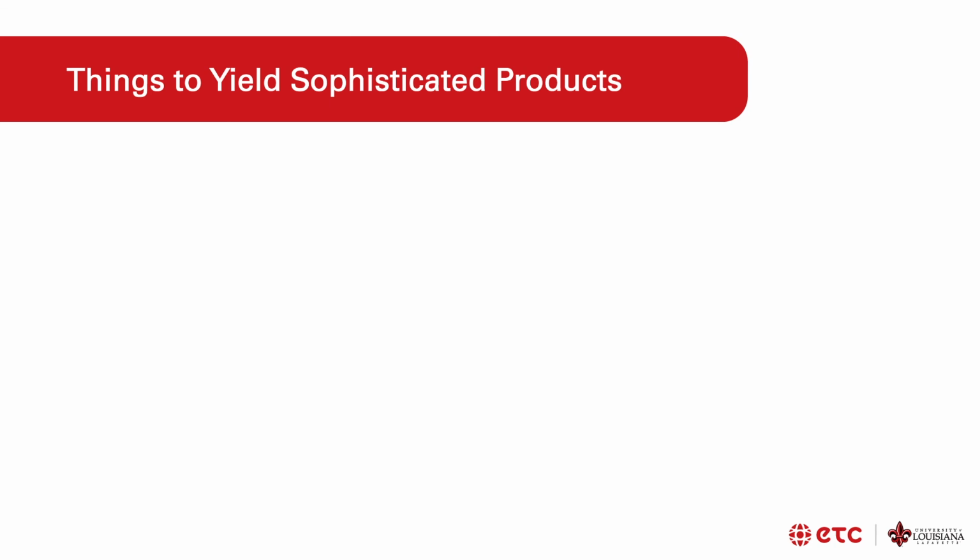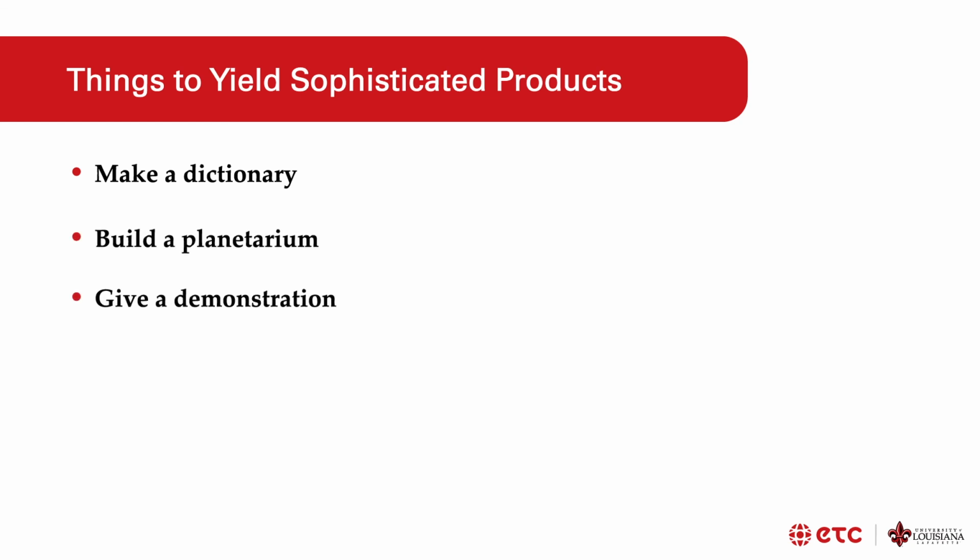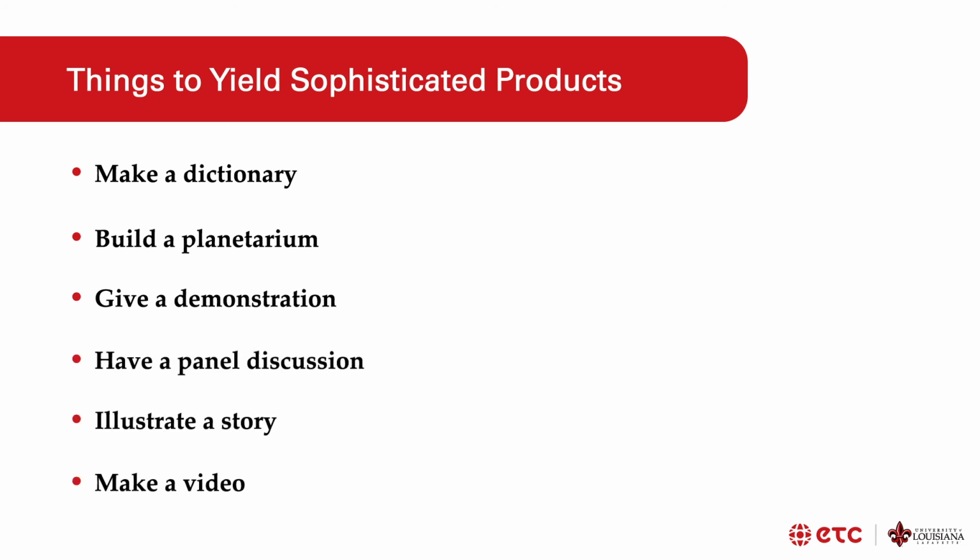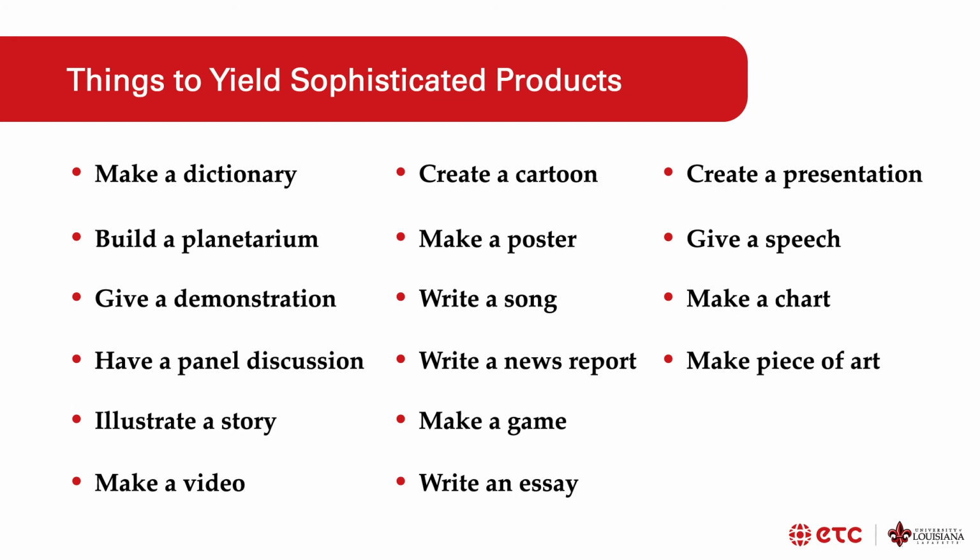I also have a large list of things to yield sophisticated products. So they could make a dictionary, they could build a planetarium, they could give a demonstration, they could have a panel discussion, they could illustrate a story, they could make a video. There are all different kinds of things that students can do to yield more sophisticated products.